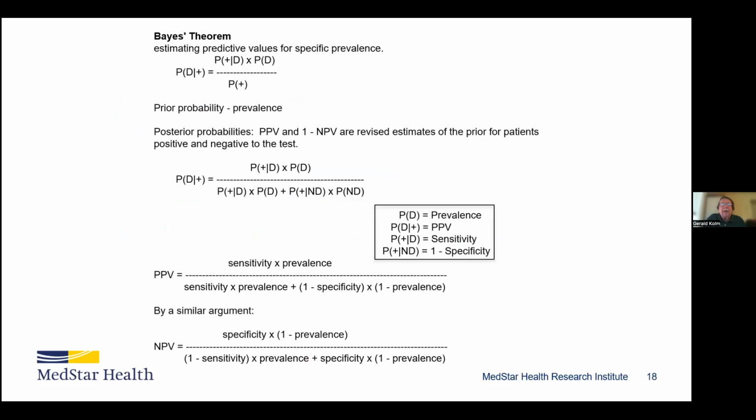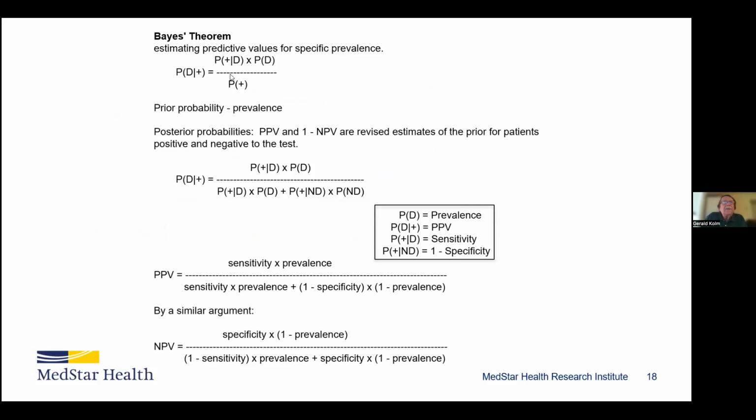And so what we can do then, using Bayes' theorem, is if we know the sensitivity and specificity of a given test, then we can calculate the positive and negative predictive values based on the prevalence of the disease in our population, which we'd have to know what it is, or we'd have to speculate what it is.